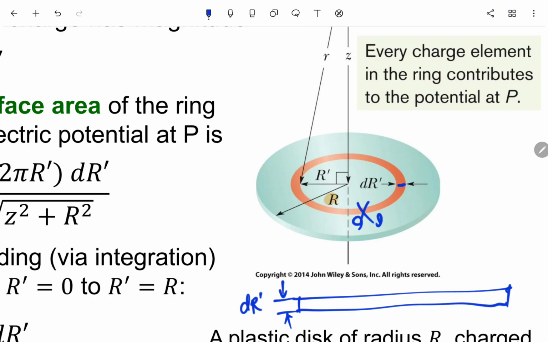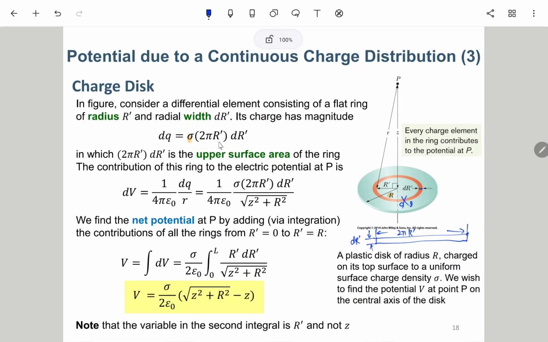And then this is actually a circle, so when you flatten it out, the width of this rectangle will be the circumference of the circle, which is 2 pi r prime. So the area dA here will be 2 pi r prime dr prime. So this one actually is dA, and sigma times dA will be the charge on that part.